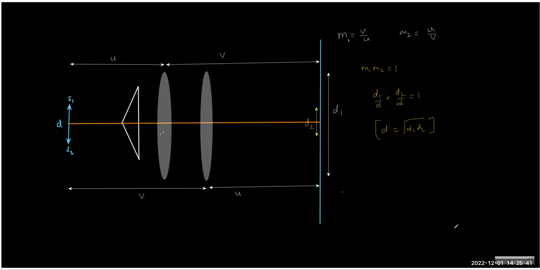So now there is one more method called the Fresnel double mirror method, but that is not part of JEE, so we can leave it as of now. I'll mention the name. If you are interested, you can read about it.